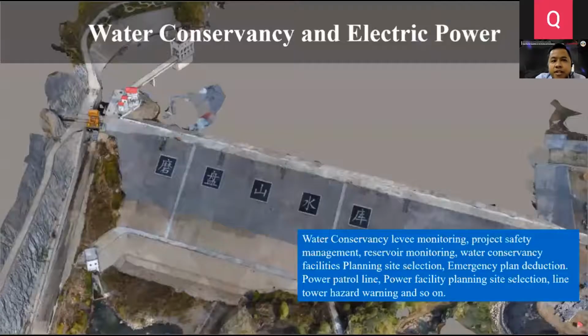Another example is for water conservancy and electric power. Here we can use oblique data from the site that we have to support the analysis of determining the best pipe locations, also for monitoring the condition of pipes or cables, and so on.